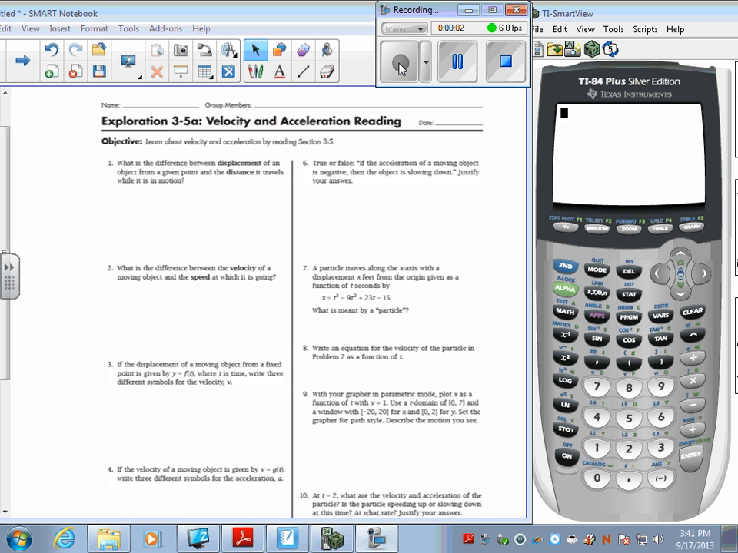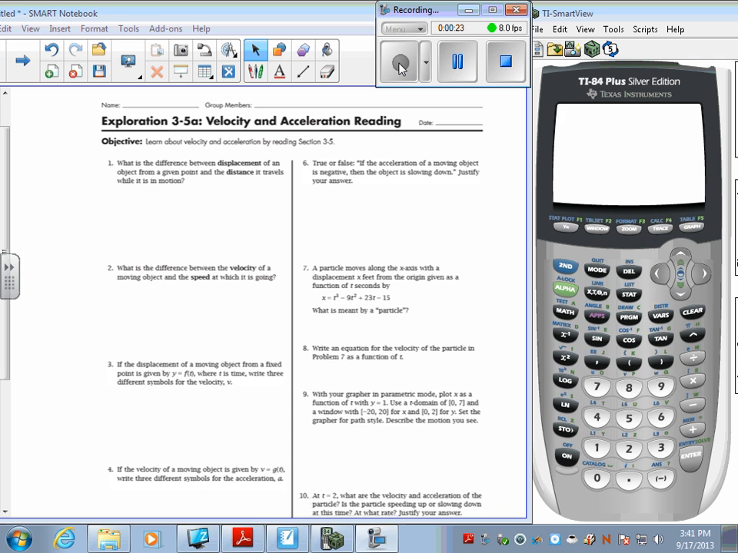Today we're looking at Exploration 3.5, Velocity and Acceleration Reading, and it's really to get a better idea of the relationship between velocity and acceleration, and especially in the context of calculus. Now for this exploration, you will need your graphing calculator, so if you don't have that, you might want to go dig it out, put it on your desk with you.